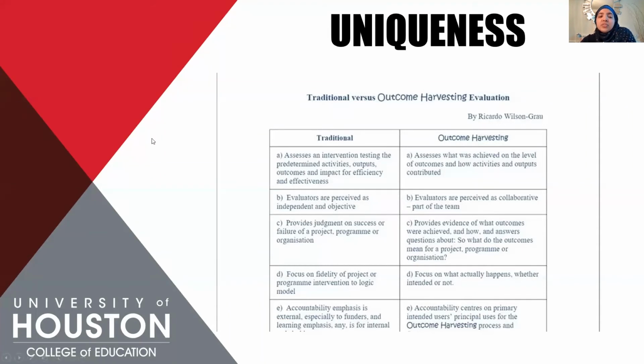You also have, in traditional evaluation tools, a focus on fidelity of a project or program intervention to the logic model, whereas in outcome harvesting, you're actually focused on what happens, whether that was intended to happen or not. So many times you have an entire project which is implemented, and there are unintended outcomes, which could be good or bad or whatever, but you are retracing your steps to go back and see how that occurred or where that happened.